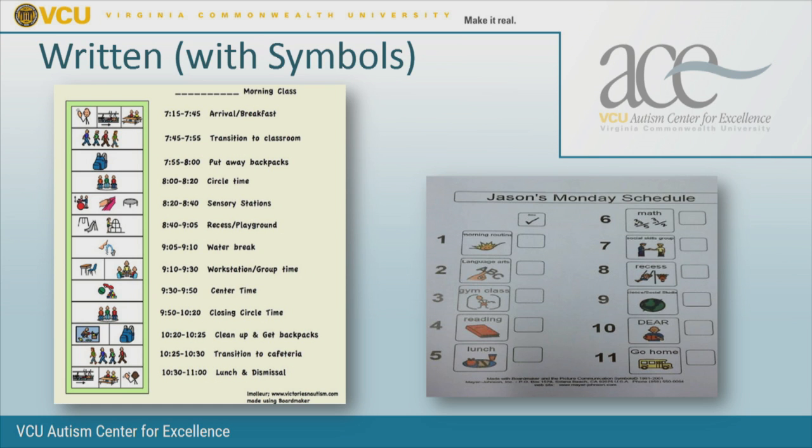In this slide, we have written schedules, and this one actually has symbols on it as well. You can see the left-hand side doesn't have an area where the student needs to check off anything because that student can kind of handle that kind of schedule. But on the right-hand side, that student needs to check off things as they go so he could see that it was finished.